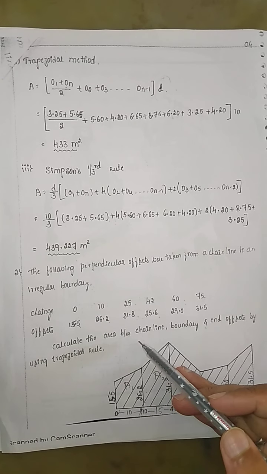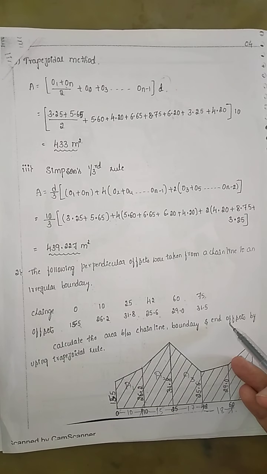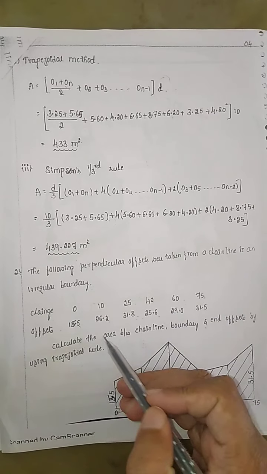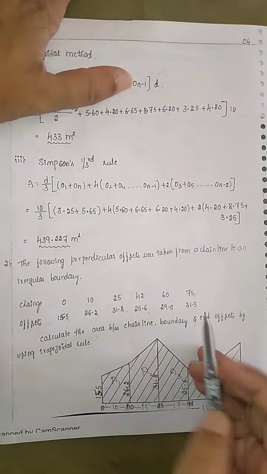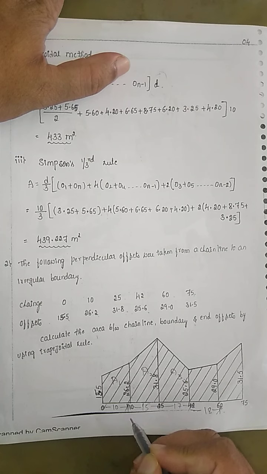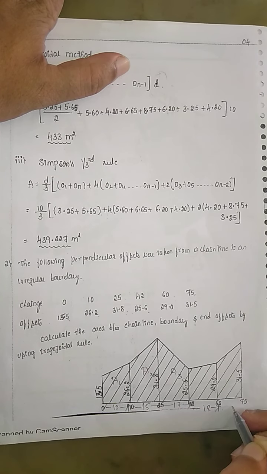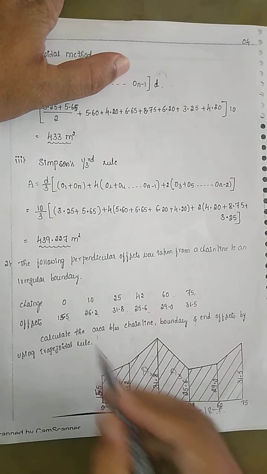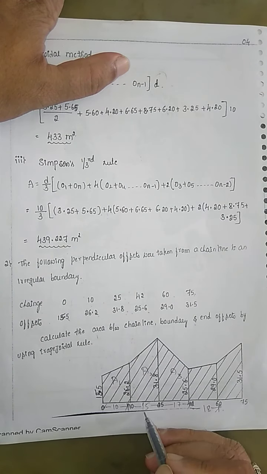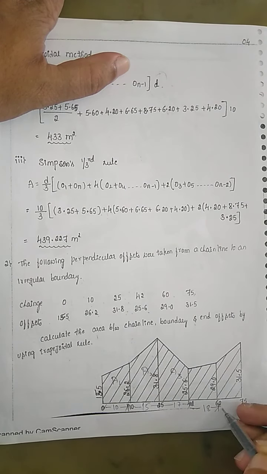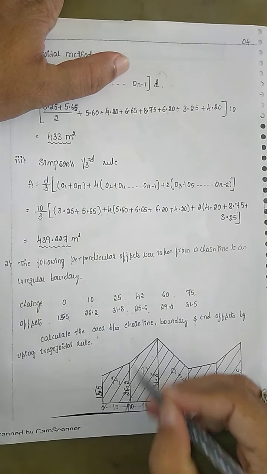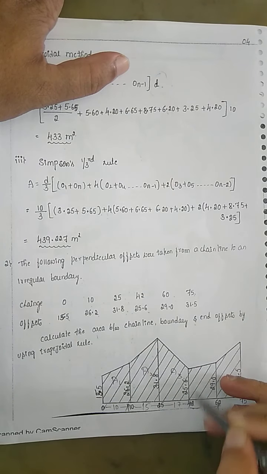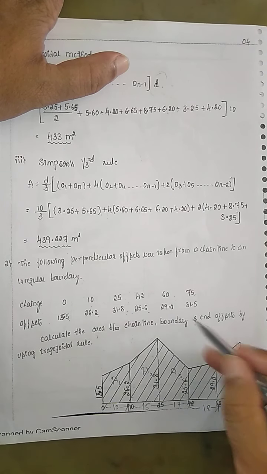Now calculate the area between the chain line, boundary and end offsets by using the trapezoidal rule. We need to solve the problem by the trapezoidal rule. Now 0, 10, 25, 42, 60 and 75 are nothing but the lengths in meters. So chainage is first 0 to 10, then 10 to 25, then 42, then 60, then 75. Then offsets are 15.5, 26.2, then 31.8, 25.6, 29, then 35.